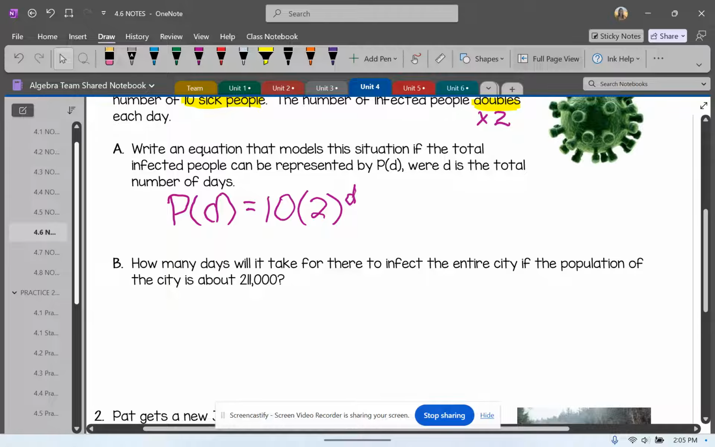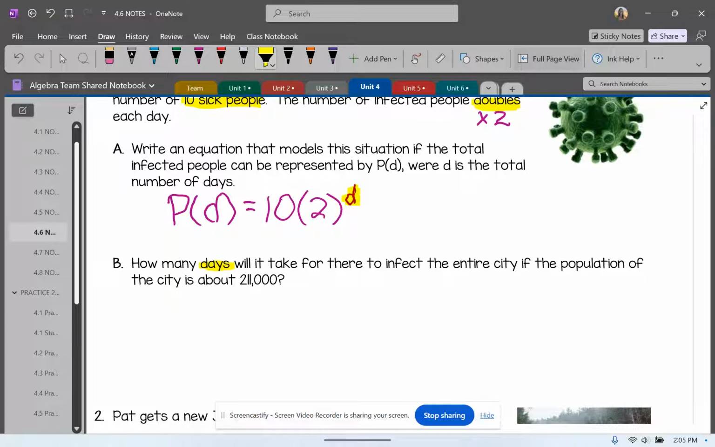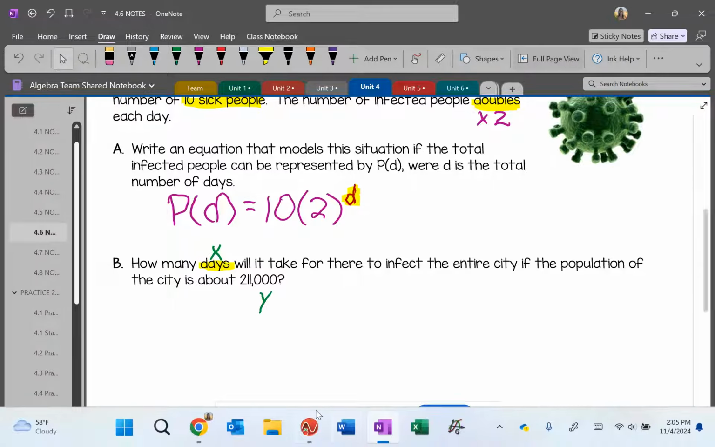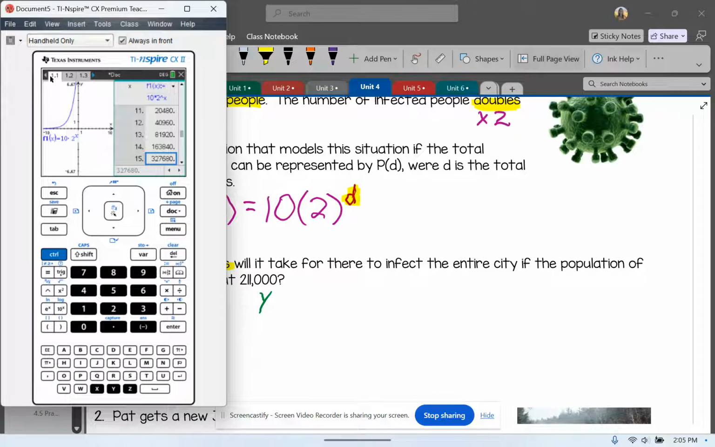All right, so B says how many days? Oh, it's asking us for D. How many days will it take for the entire city to be infected if the population is 211,000? The wording is weird. So we're looking for the X value, and they gave us the Y value. I think this is a job for our calculator. So let's head over to our calculator and let's graph it.